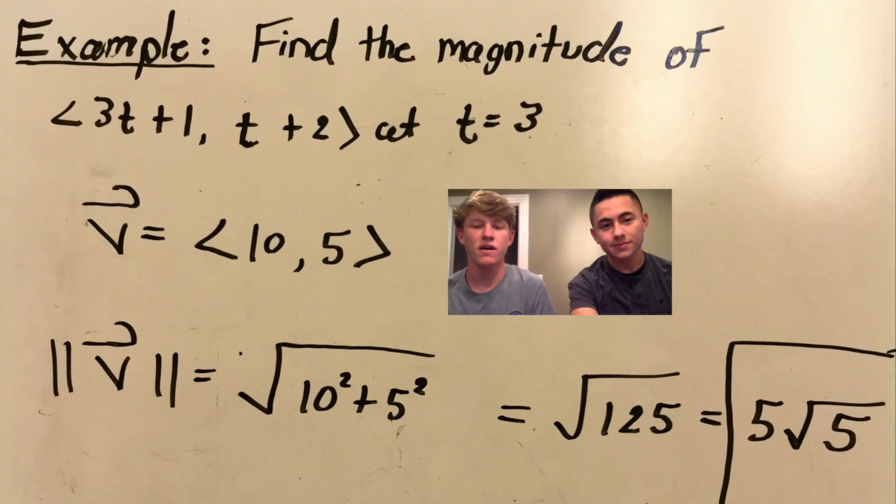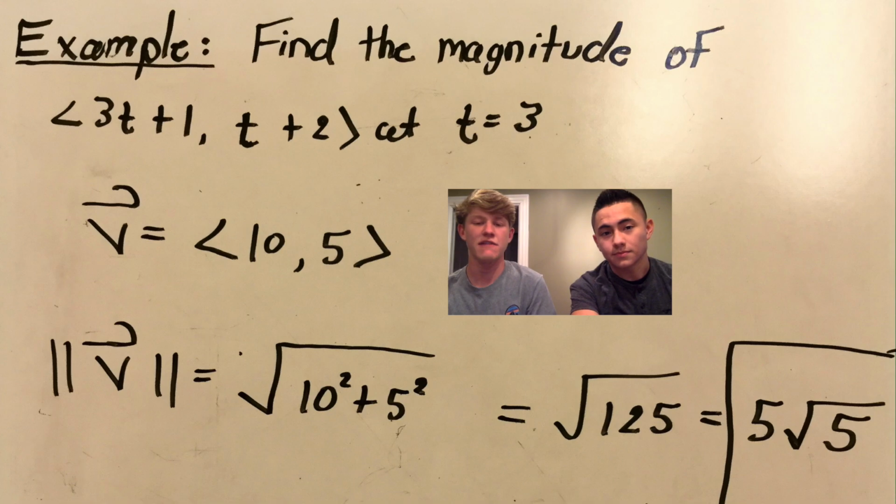Here's an example. If you're trying to find the magnitude of the vector x equals 3t plus 1 and y equals t plus 2 at t equals 3, you would plug in your t value, which is 3, into both equations to get your a value, which would be 10, and your b value, which would be 5. All that's left is finding the square root of your a value squared plus your b value squared, and then you would simplify.